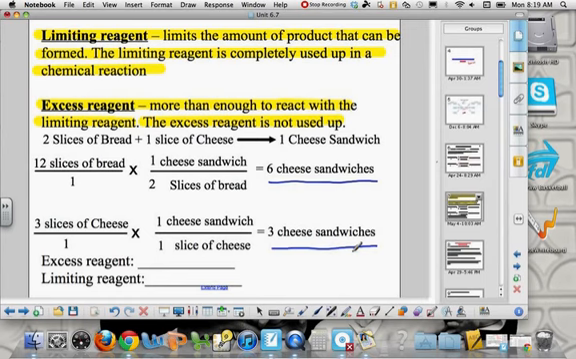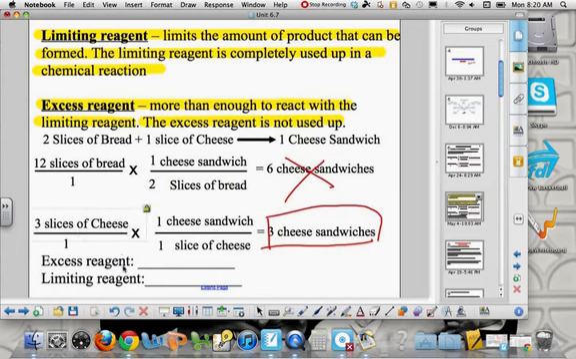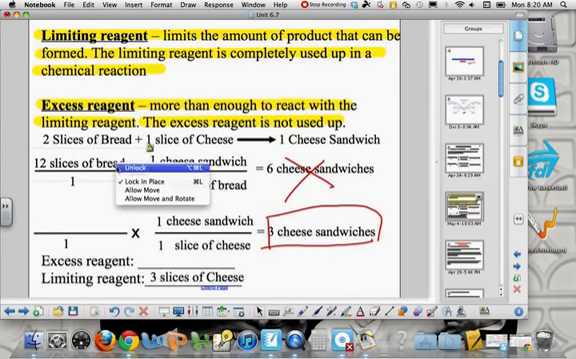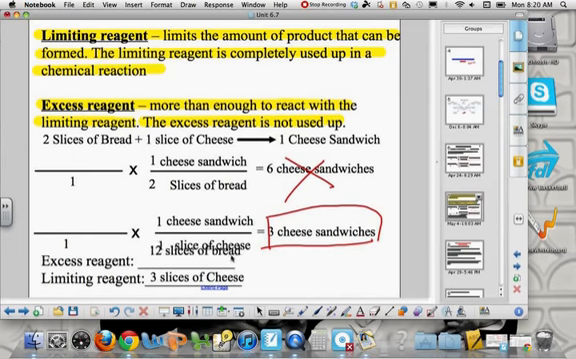So when we use the word limiting reagent, what I really want you to think about is which one of these things, either the bread or the cheese, caused the sandwich production to stop. Because I would run out of cheese after 3 sandwiches, I would not be able to make 6 sandwiches. I would only be able to make 3 sandwiches. So we say that the 3 slices of cheese here is actually my limiting reagent, while the 12 slices of bread were my excess reagent.